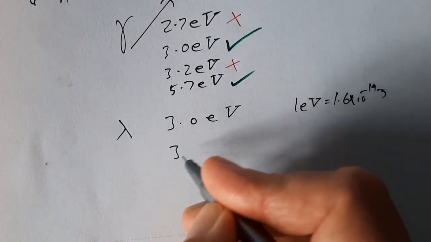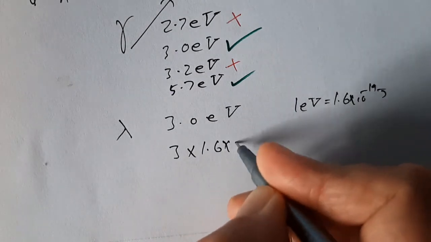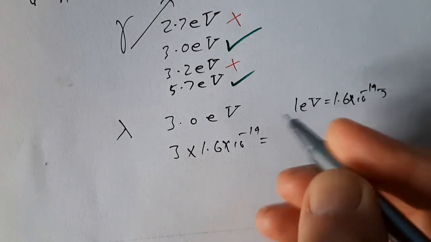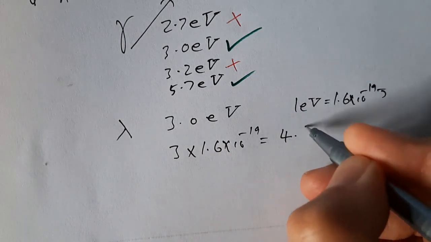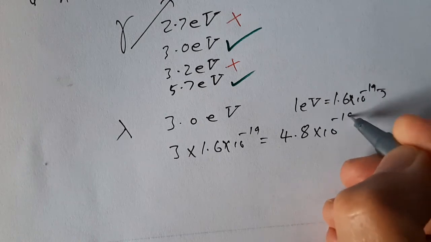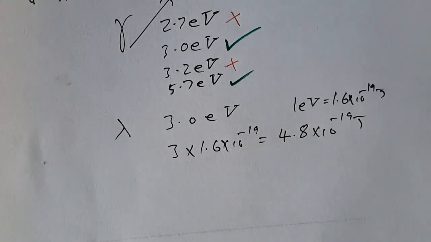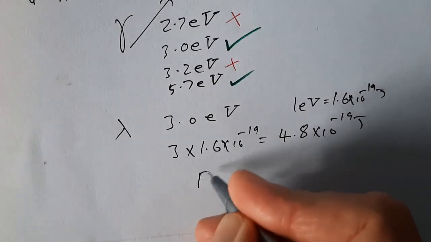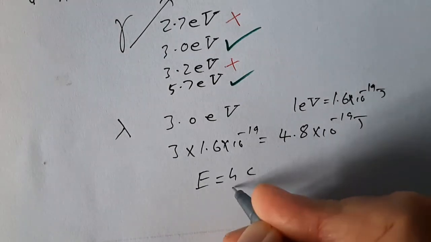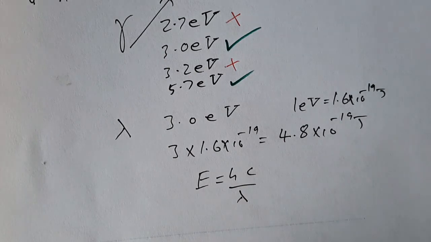And then, so that's 3 times 1.6 times 10 to the minus 19, which I believe is 4.8 times 10 to the minus 19 joules. I'm just panicking because I can't see my calculator. There we go, got my calculator. Now we can do E equals hc over lambda.